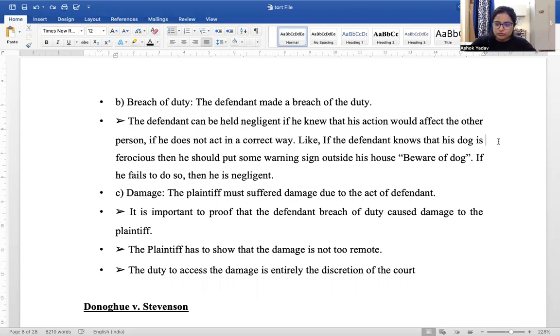So basically, there are three important essential elements of the tort of negligence that you have to see. First, there was a duty of care on the defendant, and there was a breach of that duty of care by the defendant, and some damage was caused to the plaintiff. So if these three elements are fulfilled or proved, then it will fall under the category of tort of negligence.